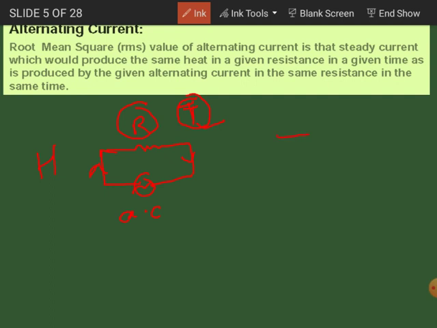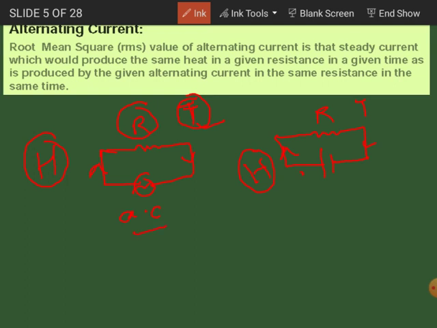Now if the source of EMF in this circuit is replaced by a steady source, which we generally take as the DC source, and during the same time capital T in the same circuit the amount of heat produced is also the same when this steady current passes through the circuit, then that steady current which flows through the same circuit during the same time and produces the same amount of heat, we call it the RMS value of this AC.